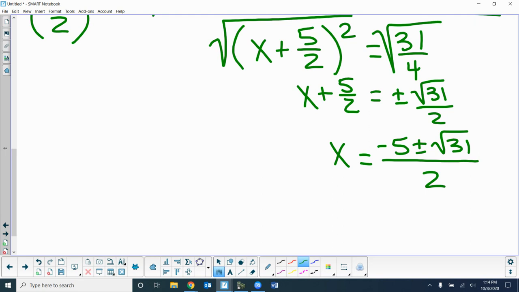I want it in radical form though. I don't want the decimal answers. Don't put the square root of 31 in your calculator. Negative 5 plus it divided by 2 and negative 5 minus it divided by 2. Radical form. We're good on completing the square. So remember, if you get an odd b, just write it over 2 and square it. Okay? Top and bottom. All right.